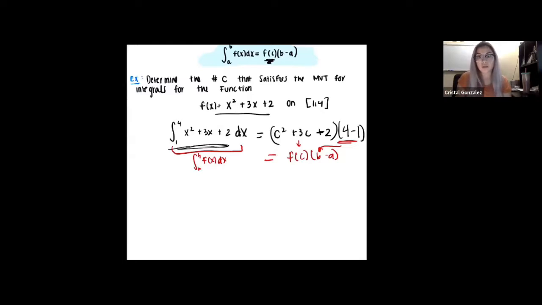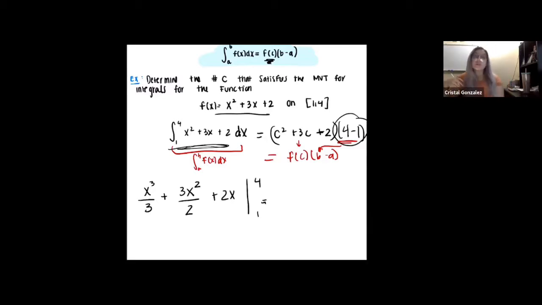So now let's do the left-hand side. To evaluate that definite integral, we do that backwards power rule. The antiderivative is x cubed over 3 plus 3 times x squared over 2 plus 2x, from 1 to 4. We set that equal to 4 minus 1, which is 3. I'm going to distribute that 3 into our f of c here, just to make it easier for us. So it's 3c squared plus 9c plus 6. Okay, and I'm going to move this over to the next page so that we have room.